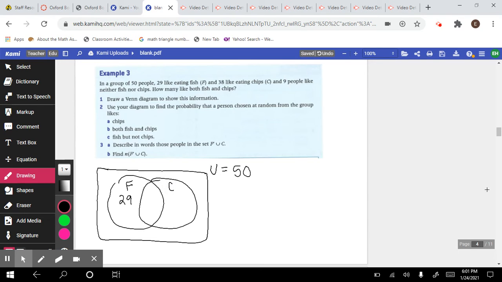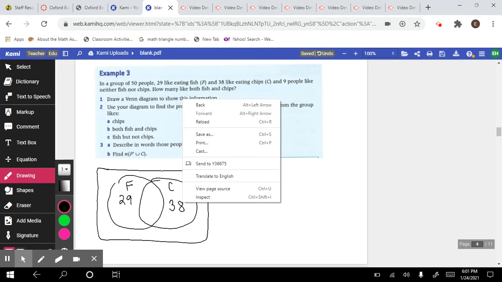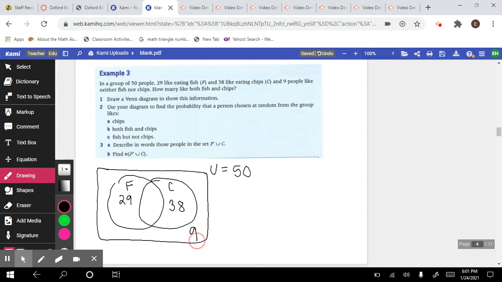We have chips, which are 38. And then 9 people don't like either. So we drew the Venn diagram to represent the scenario that they gave us, but we're going to go ahead and also figure out how to fill in this.